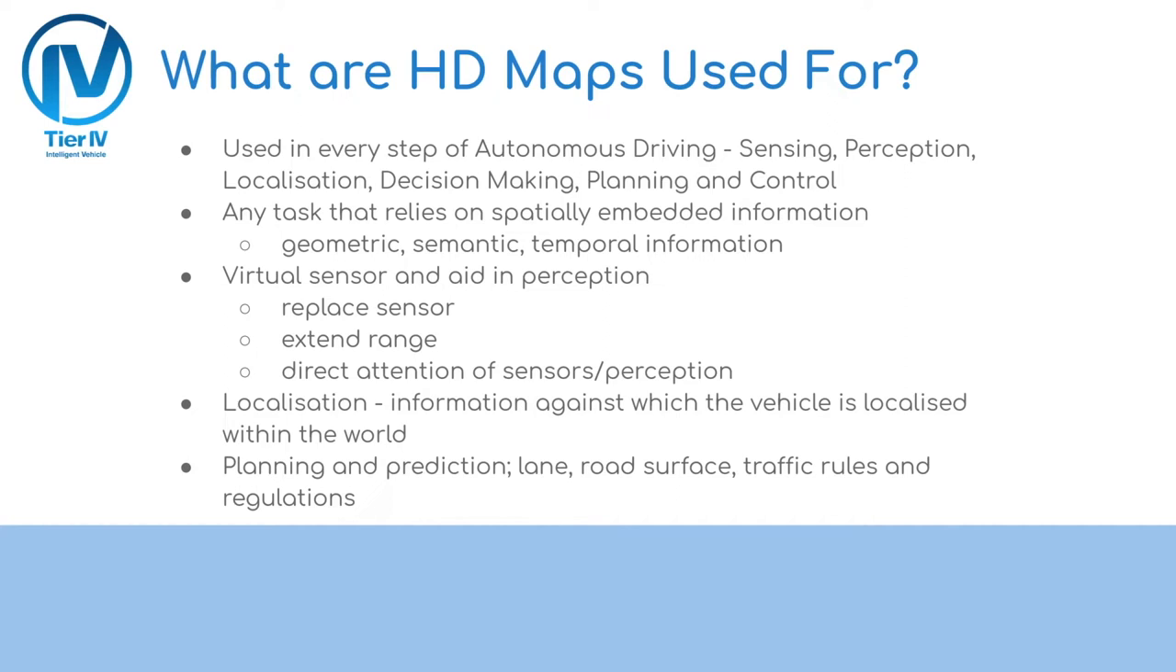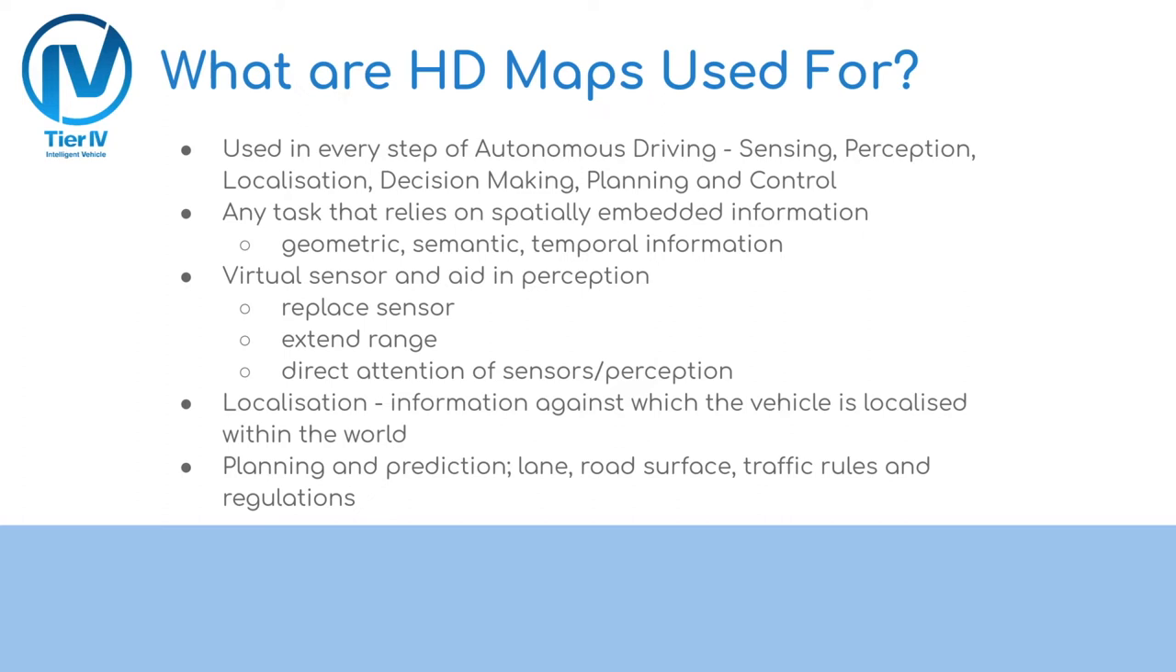So, what are HD maps used for? They are used in every step of the autonomous driving process: sensing, perception, localization, decision-making, planning, and control. Any task that relies on spatially embedded information that describes the environment, whether the information is geometric, semantic, or temporal in nature.